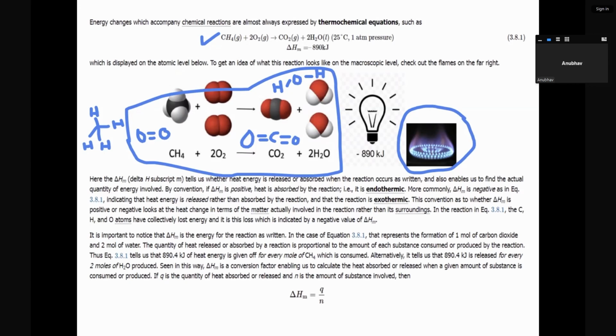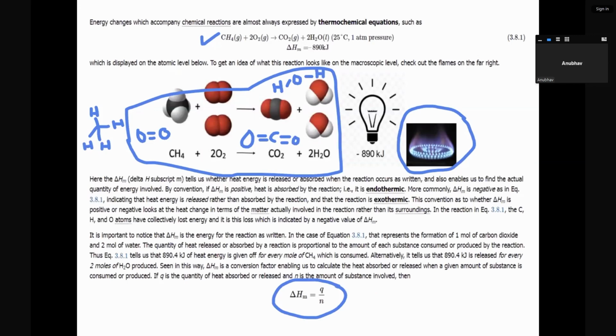Seen in this way, delta Hm is a conversion factor that will enable us to calculate the heat absorbed or released when a given amount of substance is consumed or produced. So this is the final equation for our convenience: delta Hm is equal to Q divided by N, where Q is the quantity of heat absorbed or released and N is the amount of substance involved. It can be moles, it can be grams.